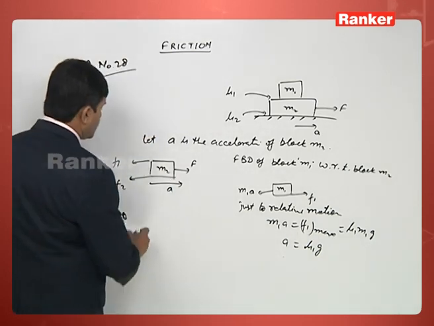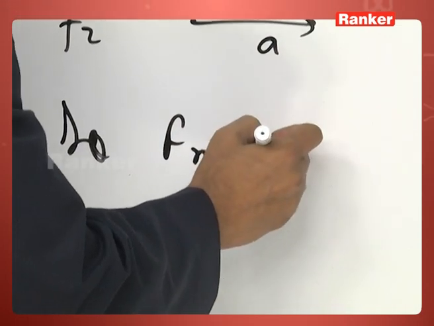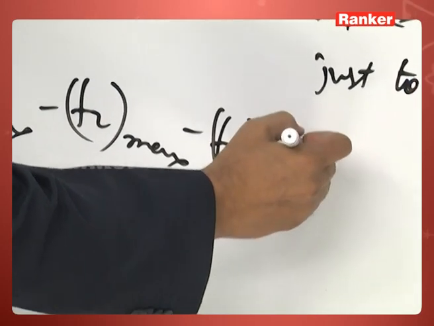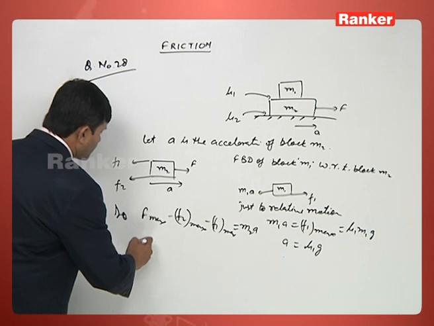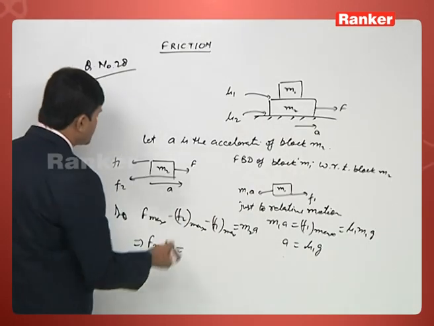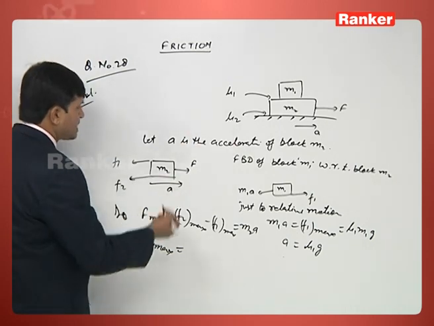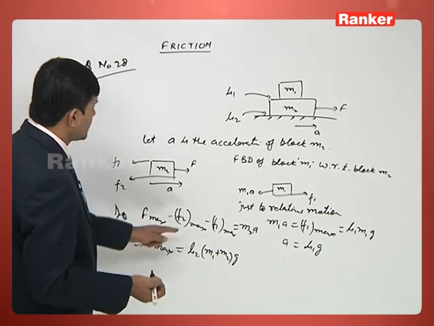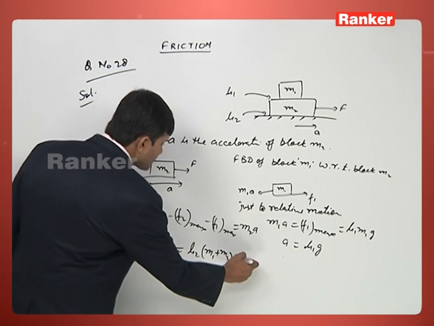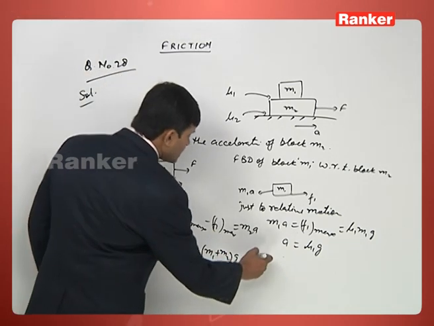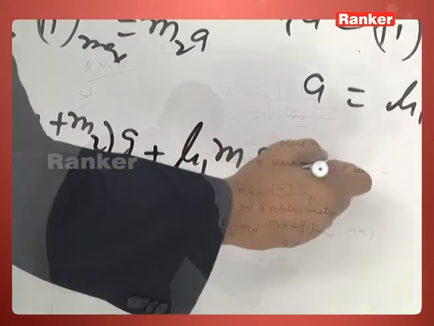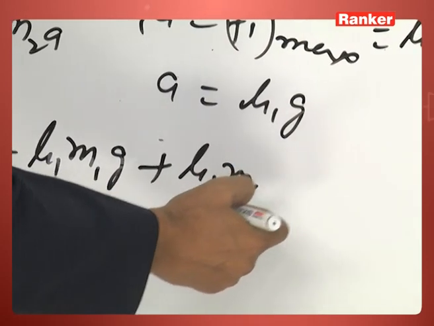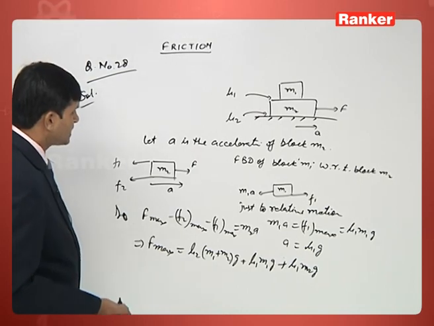So F maximum minus F2 max minus F1 max is equal to M2 into A. Now we can use this relation. F2 max, with friction coefficient mu2, and M1 plus M2 is the weight, so mu2 (M2 plus M1) into g is F2 maximum. F1 maximum we have already calculated, mu1 M1 g, and then plus M2 into A. A is this, mu1 g, so M2 into mu1 g. This is finally the answer we are getting.